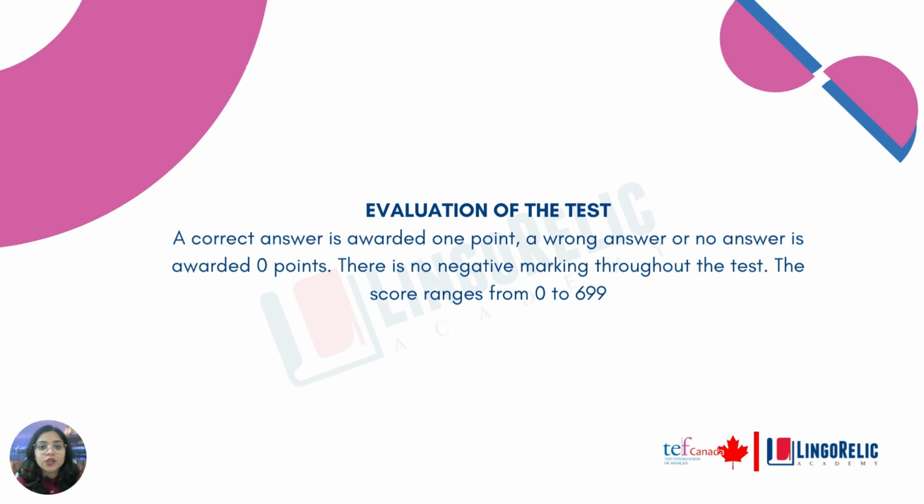Let's talk about the evaluation of the test. So a correct answer is awarded 1 point, while a wrong answer or a no answer is awarded 0 points. There is absolutely no negative marking throughout the test. And the score ranges from 0 to 699.